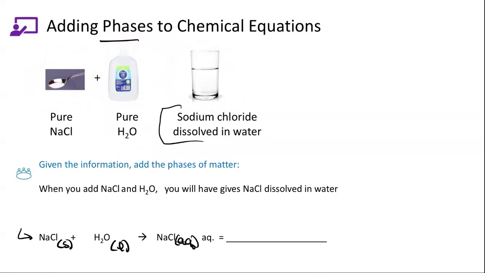So it's a little bit weird because we have pure water, we call it a liquid, but if something's in water, we call that aqueous. Aqueous means it's dissolved in water. It's in the water solution. And a lot of times you can't even tell it's in there, but it's in there. Sugar water, salt water, etc.